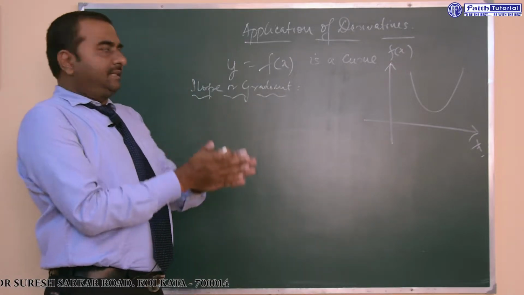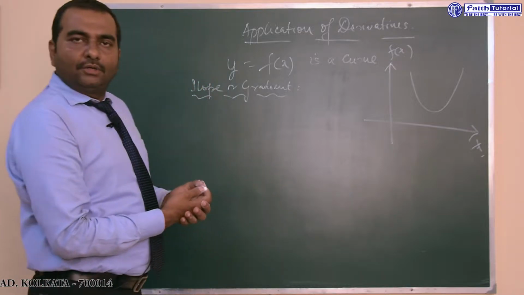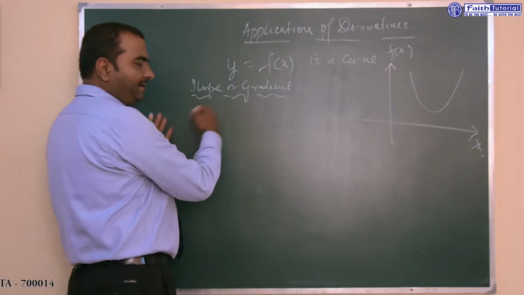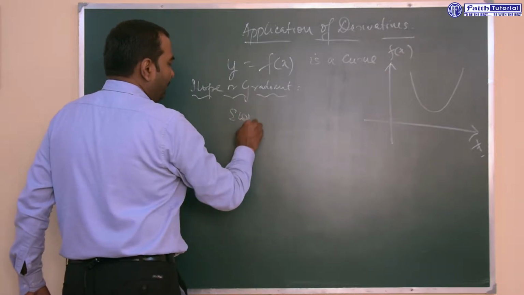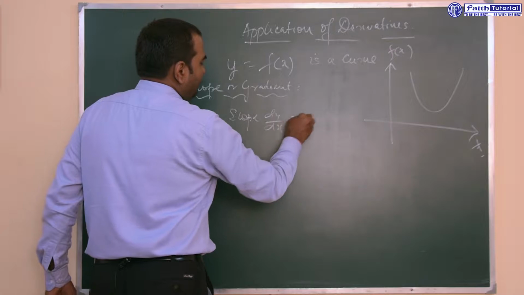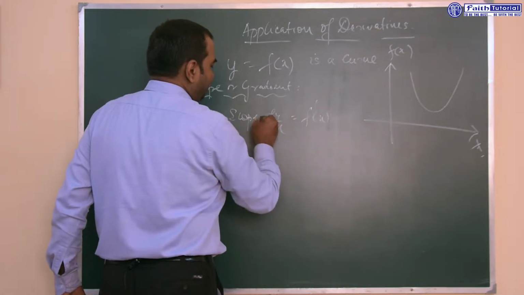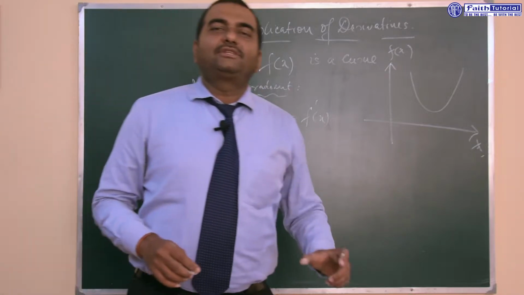Now, let's start thinking once again. We have said that the slope or the gradient, after that previous discussion, I can simply write that the slope is dy by dx, which is f dash x, correct? A very important question comes up: what do we mean by the slope of a curve?